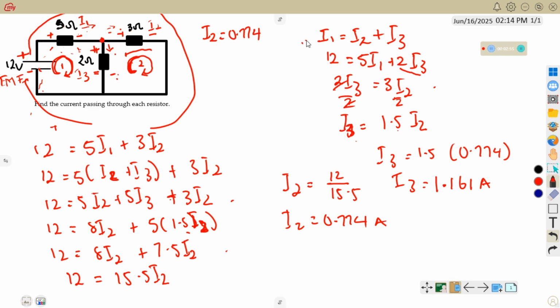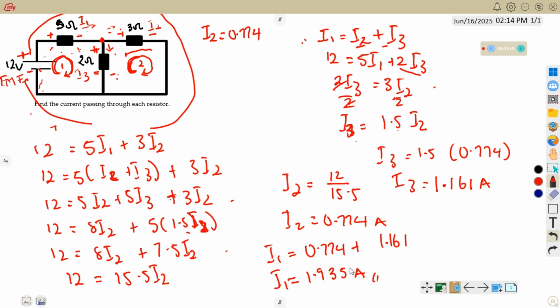So now I've gotten the value for I2 and I3. Now remember that I1 is equal to I2 plus I3. So we're saying I1 is equal to 0.774 plus 1.161. So we have our I1 to be equal to 1.935 ampere. So this is our final answer.